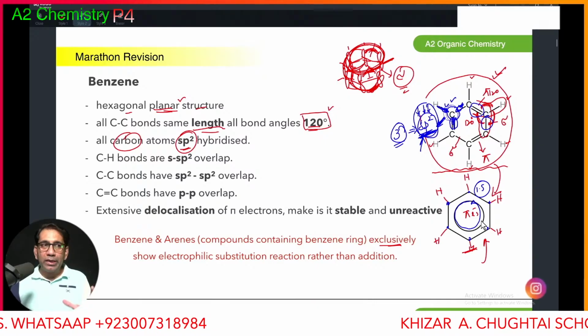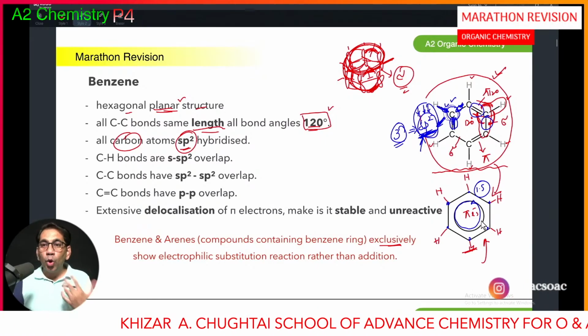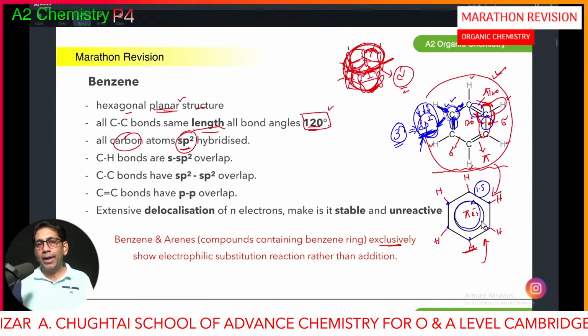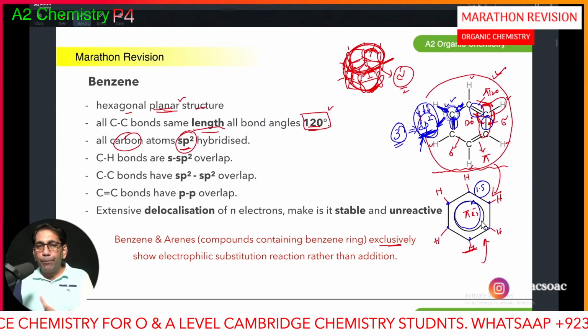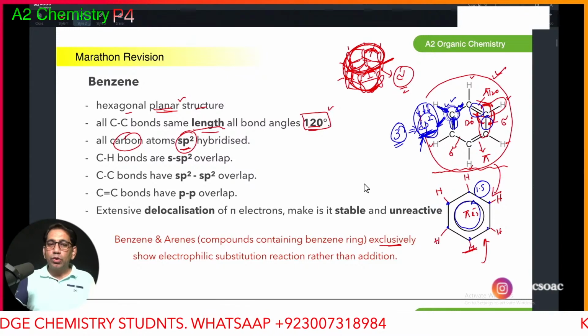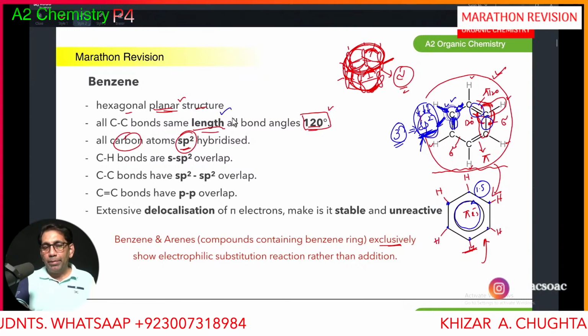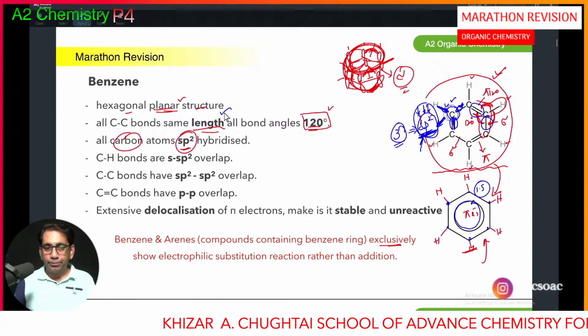No one bond is purely a single bond, and no one bond is purely a double bond having one sigma and one pi bond. The effect of the pi electrons is equally distributed over the benzene ring. That is why all carbon-carbon bonds have the same bond energy and the same bond length.